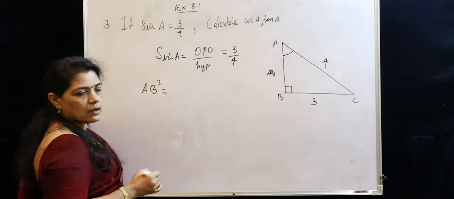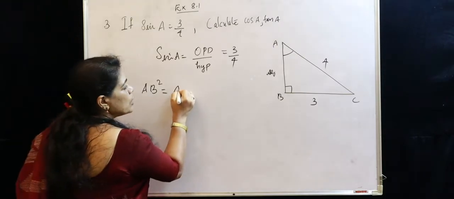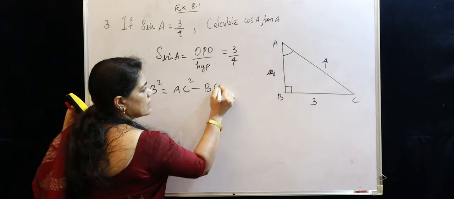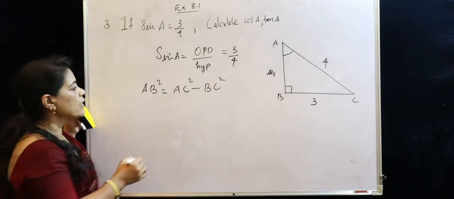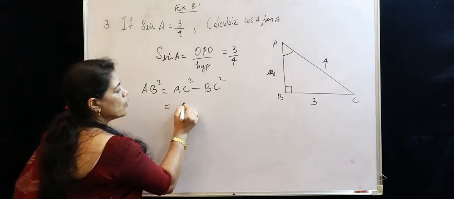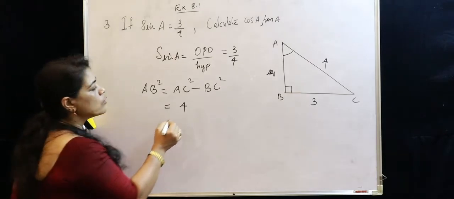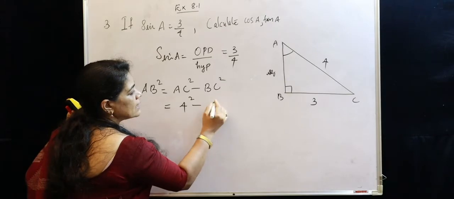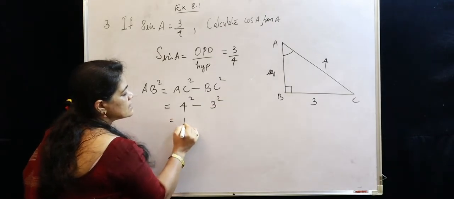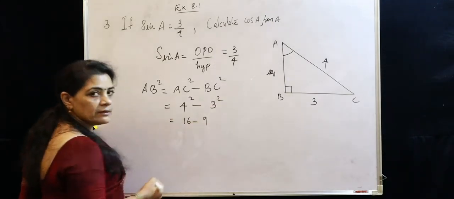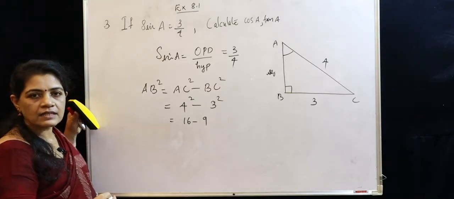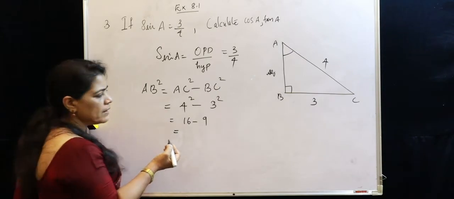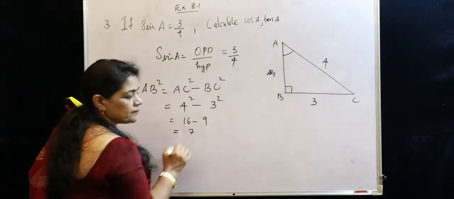AB square is equal to, what is that? Square of the hypotenuse minus this BC is given. BC square. Okay. So AC square, 4 centimeter, 4 square minus 3 square. Okay, 3 square, that is 16 minus 9. What is 16 minus 9? That is equal to 7.